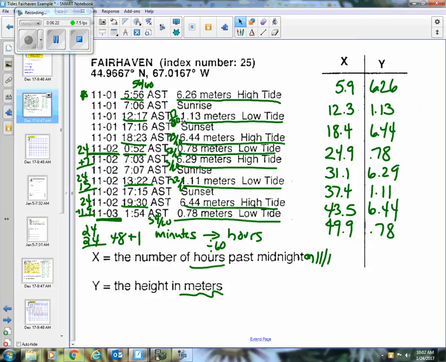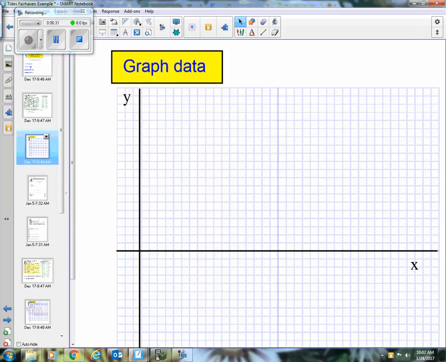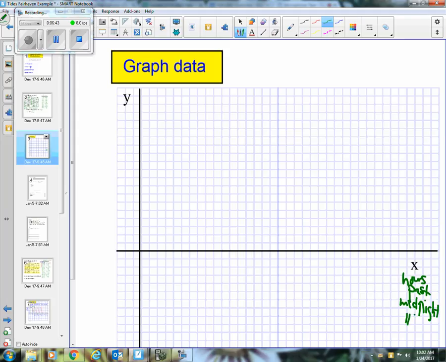So we want to see what this model is. So we've kind of converted this raw, real life data into something that we can graph and take a look at. So what I'm going to have you do next is go ahead and graph this data. So I'm just going to set things up together. So the x-axis is hours past midnight on that first day, which was the 1st of November.